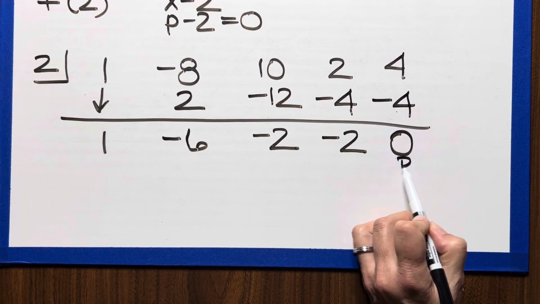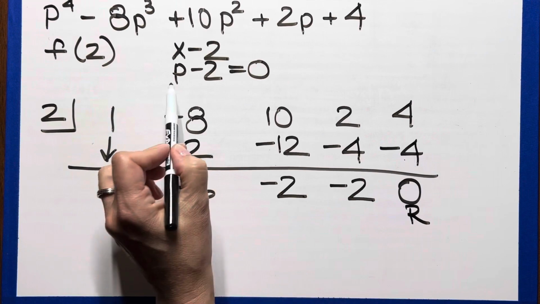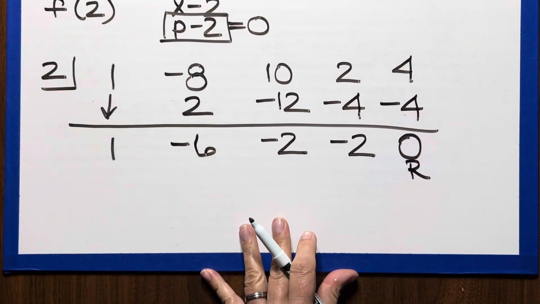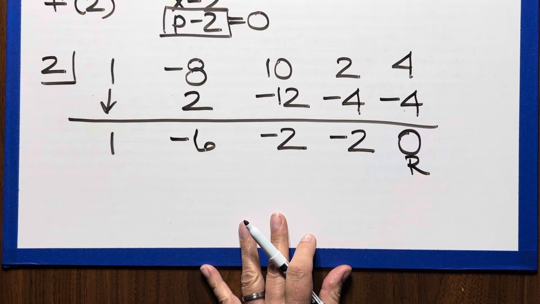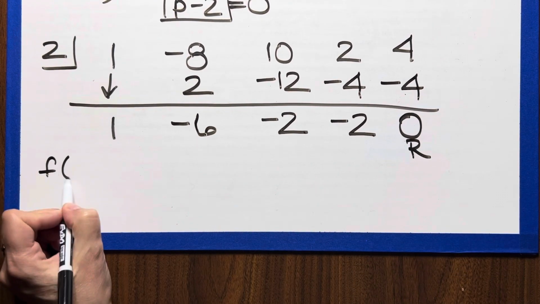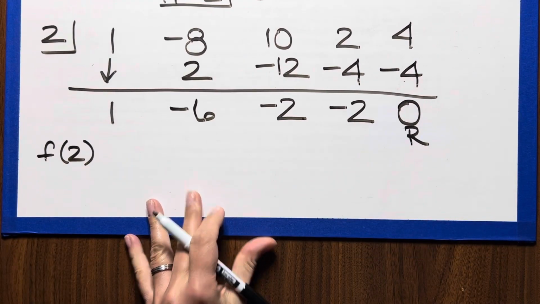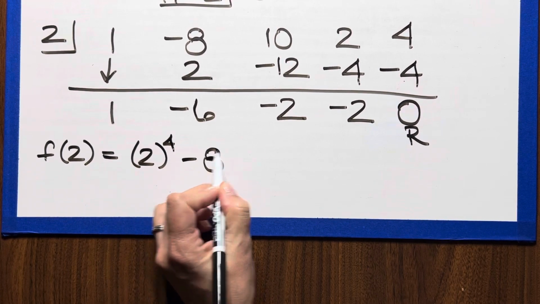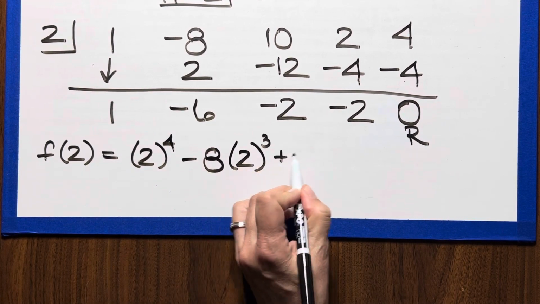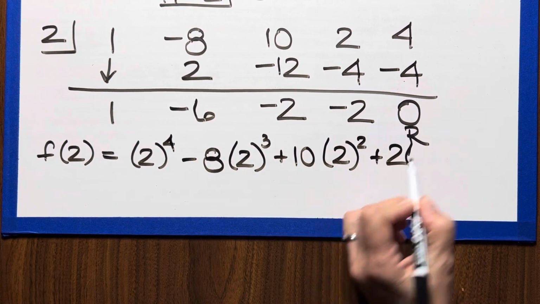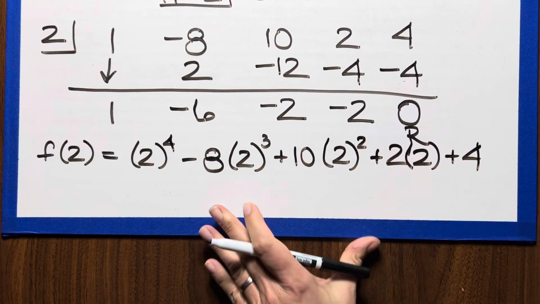When you have a remainder of 0, remember that tells you now we know this p minus 2 is indeed a factor of our original polynomial. Another way that you can determine whether or not something is a factor of a polynomial is taking your value, in this case we had f of 2, and substituting that in everywhere there is a variable in your original problem. So there are many terms in this. We have a lot of substituting in to do.